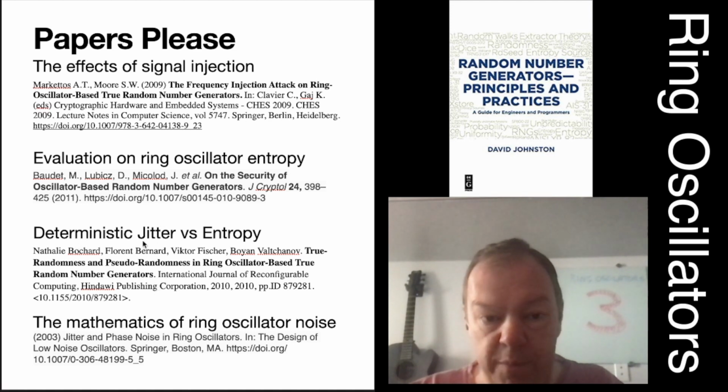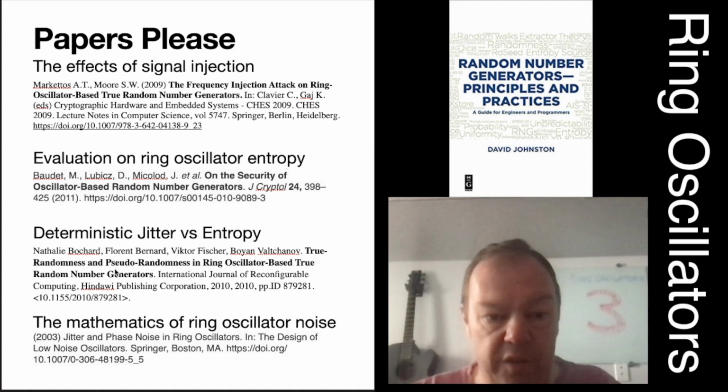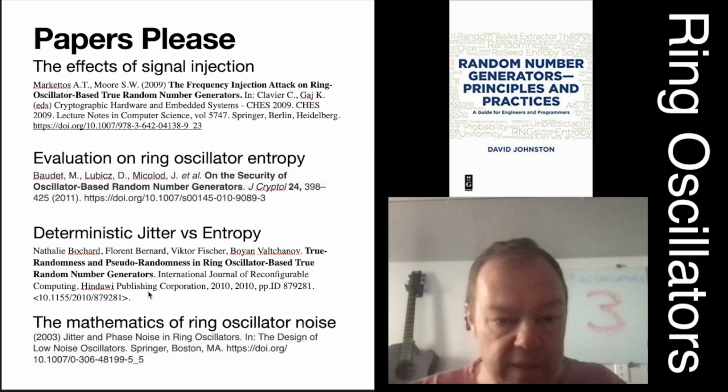We talked about the problems of deterministic jitter versus actual entropy. This paper, True Randomness and Pseudo-Randomness in Ring Oscillator Based True Random Number Generators by Bochard, Bernard, Fischer and Valtchanov. Apologies for mispronouncing that. That's a very good paper which explains how to separate out those two variables and analyze it.